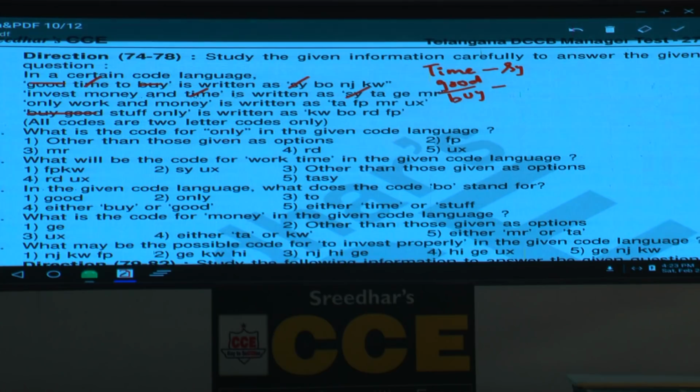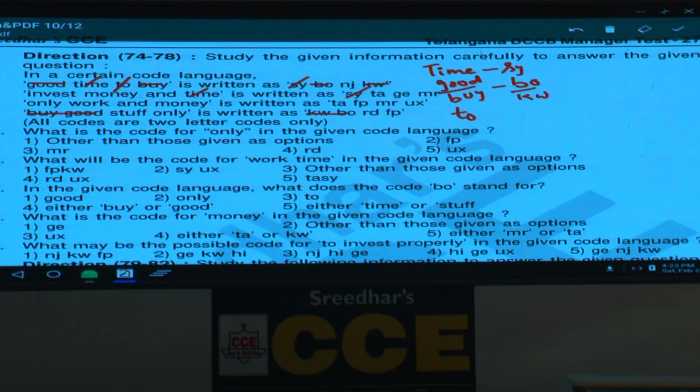Good and buy, BO and KW. BO and KW are the codes to these two, in any order. The individual codes for these two words cannot be identified because two words and two codes are common. Then coming to the first one, in the first statement only the word "to" is left over.